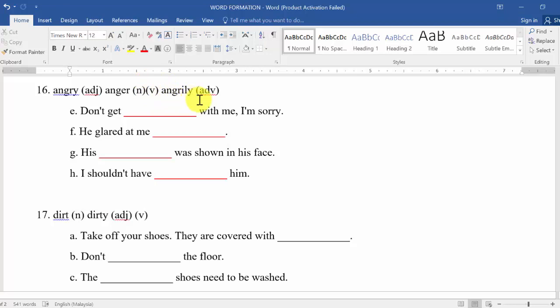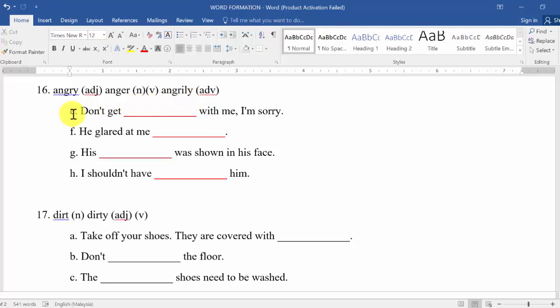Next one, angrily. Angrily here is an adverb. Adverb is used to describe an action. For example, he bangs the door angrily. He closes the door angrily. Angrily here is describing the action, when you do something angrily. Angrily describes the action.